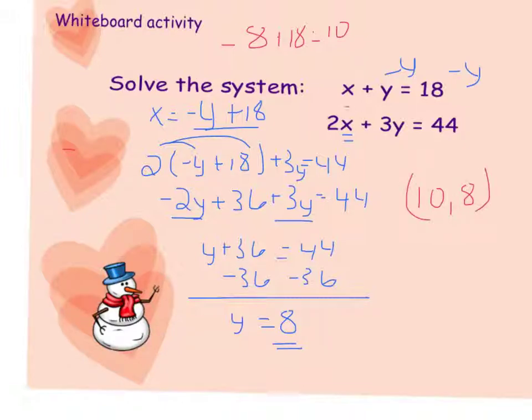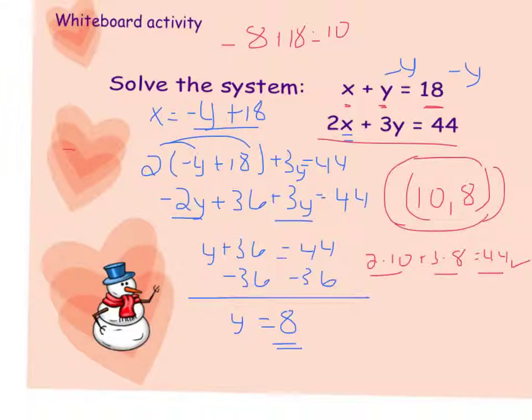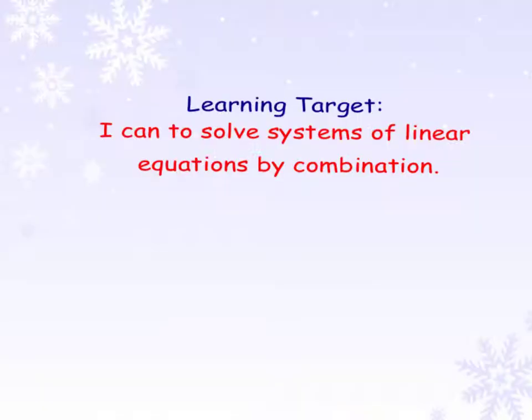So this one is easy, 10 plus 8 is 18. But this one, 2 times 10 plus 3 times 8, does that equal 44? And it does. 20 plus 24 is 44. That checks out. This is our answer. But very tedious. For some equations, there is an easier way to solve a system besides graphing or substitution, and it's by combination, or I'm going to put another word up there, elimination.